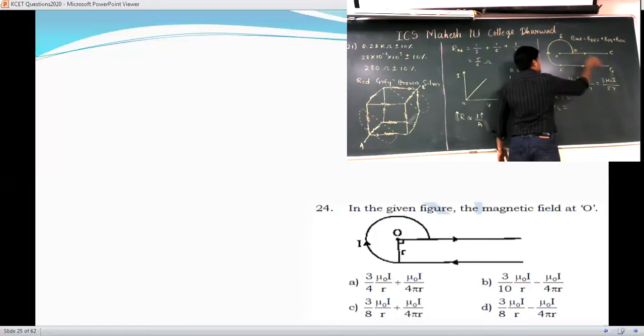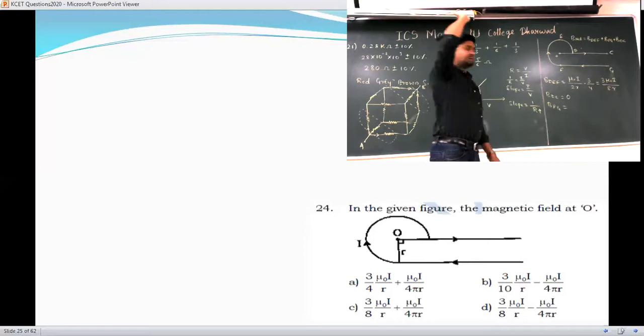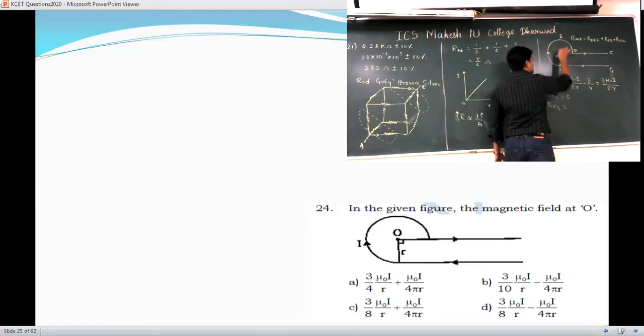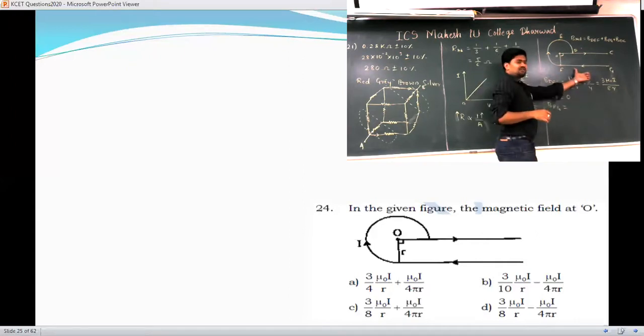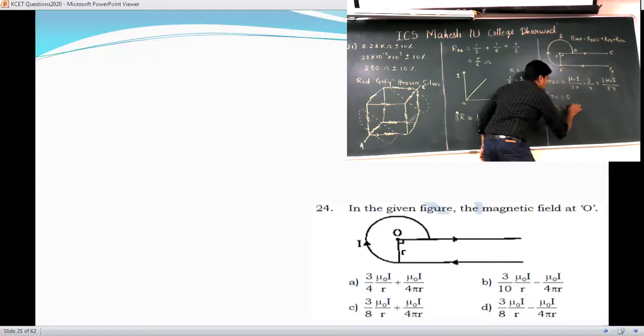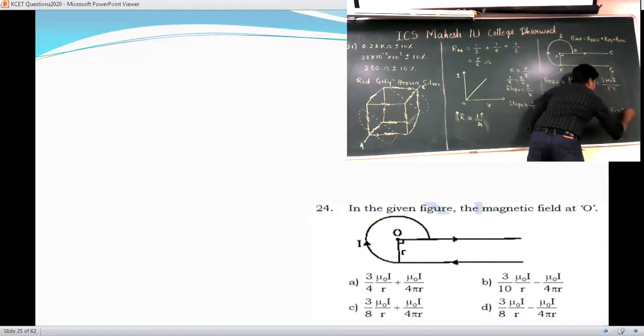But if this G point is at infinite distance, then it will join at 90 degrees, which is at infinite distance. And here if you take, this is the angle 0. So what is the magnetic field due to this straight line here? B of BG is equal to mu naught I divided by 4 pi r into sine theta 1 plus sine of 90 degrees.